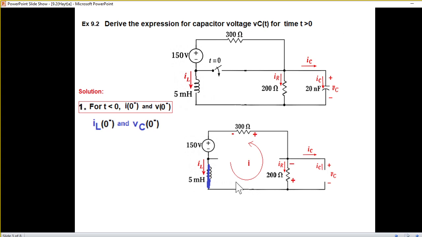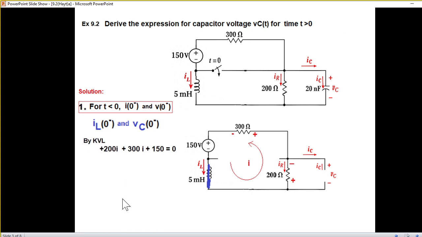Now, we are assuming a current direction. We could have assumed it like this as well, but I'm assuming it counterclockwise because IL is also in the same direction. One more thing, I have marked the voltage polarity. Wherever the current touches first will be positive. I'm talking of this current I, not IR. I touching here first, so it will be positive and this end negative. Similarly, I touching this end first, so it will be positive and negative.